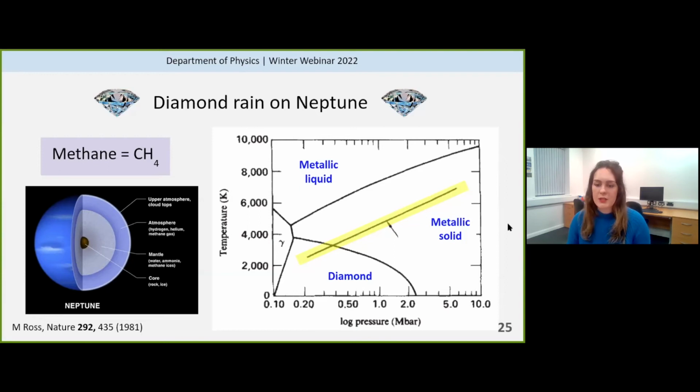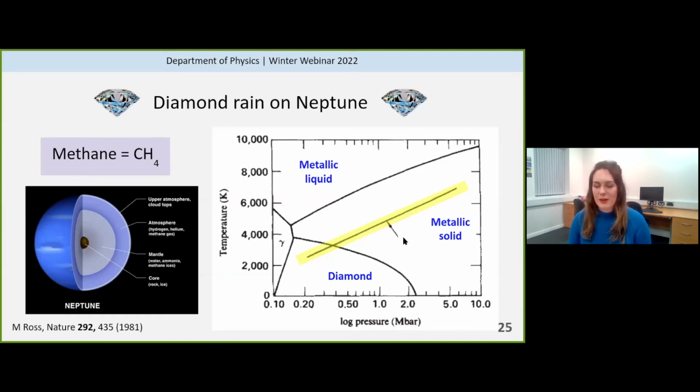What this has been plotted on top of is something called a phase diagram, which basically describes what state our carbon is going to be under these different conditions. So you can see at higher temperatures, it will form a metallic liquid. At lower temperatures, it'll form a metallic solid. But interestingly, down here, if we have lower pressures and slightly lower temperatures, it will form diamond.